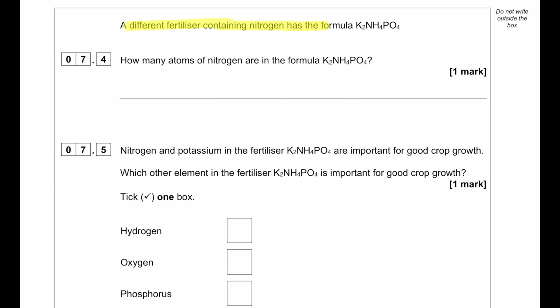A different fertilizer containing nitrogen has the formula K2NH4PO4. How many atoms of nitrogen are in the formula? You can say only one atom.